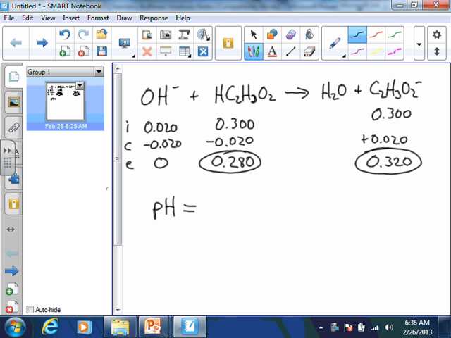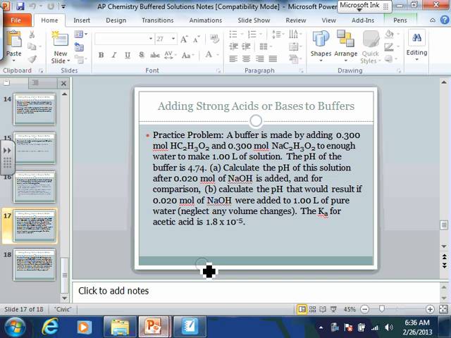Does anybody have the negative log of that? Actually, I think it's 4.74, isn't it? Do you know how I could have figured that out even if I didn't know it? Let's take a look at the problem for a second. It tells us the pH of the buffer is 4.74. Remember, we had equal concentrations initially of the acid and its conjugate base, so when that happens, pH equals pKa. So our pKa here would be 4.74 because that's the pH of the initial buffer solution.